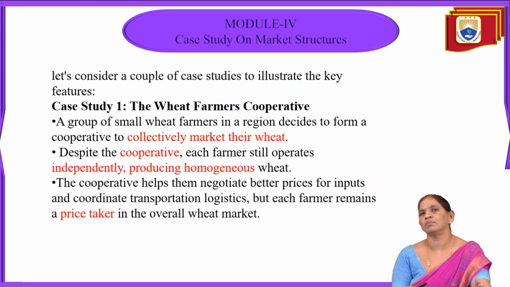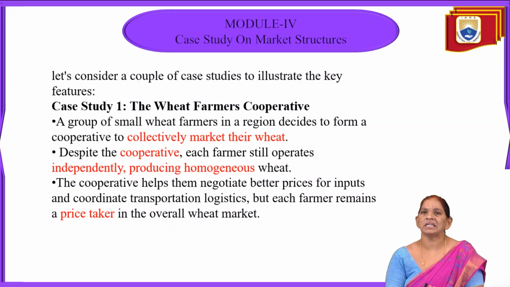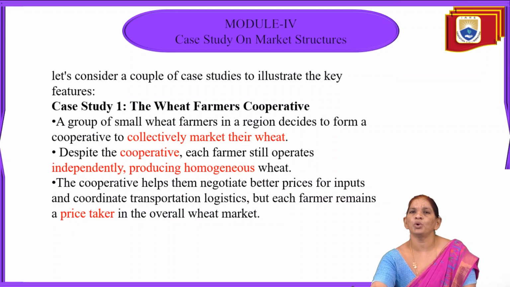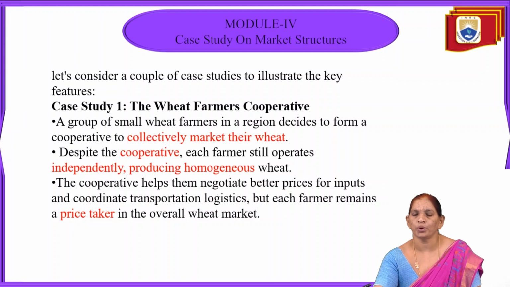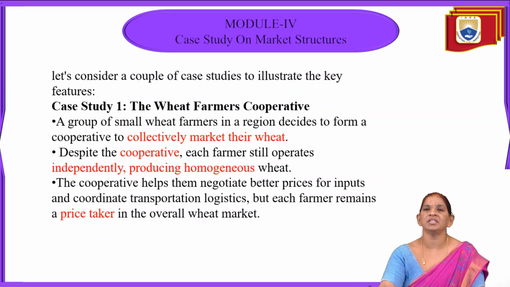Here a region's farmers come together cooperatively and collectively, and they want to market the wheat they have produced. Despite the cooperative, each farmer still operates independently and produces a homogeneous wheat crop. So everybody independently will produce their own product. The cooperative helps them negotiate better prices for their inputs and coordinate transportation logistics, but each farmer remains a price taker in the overall wheat market.